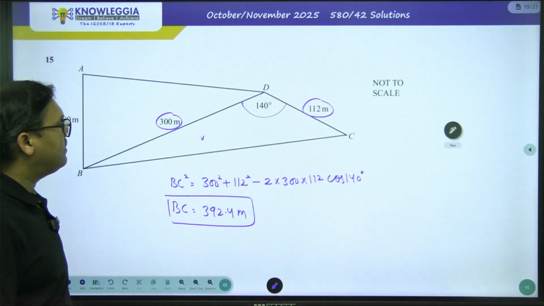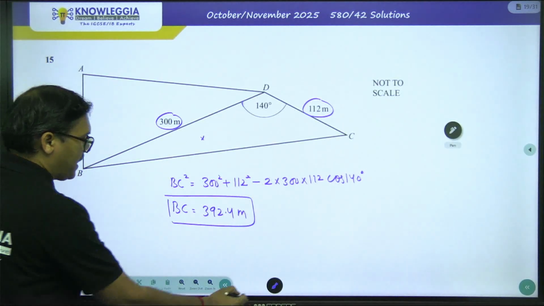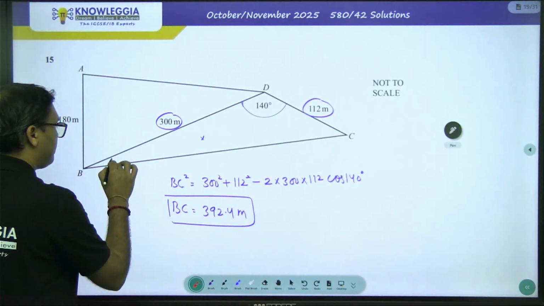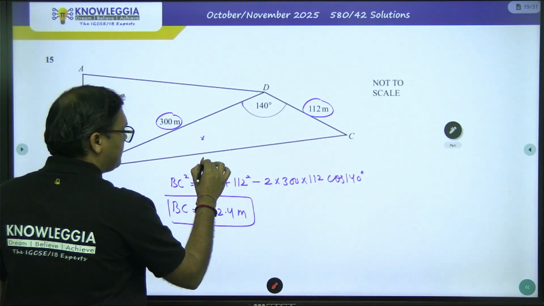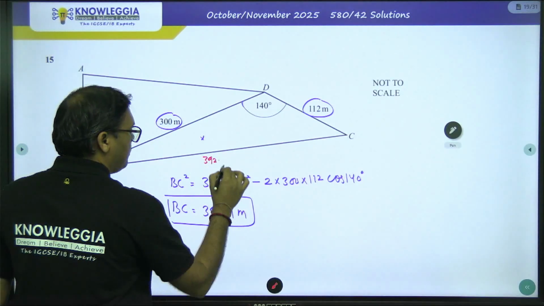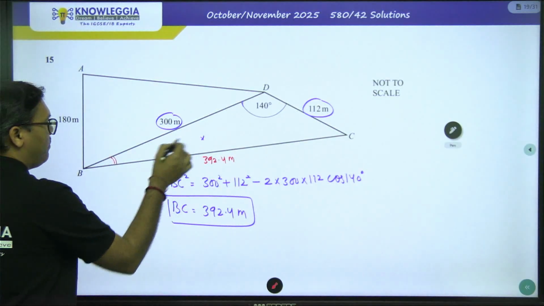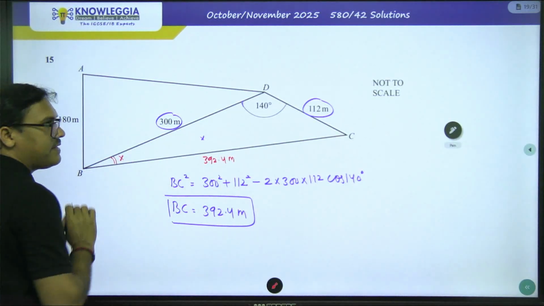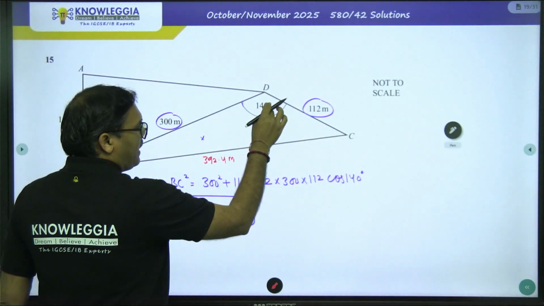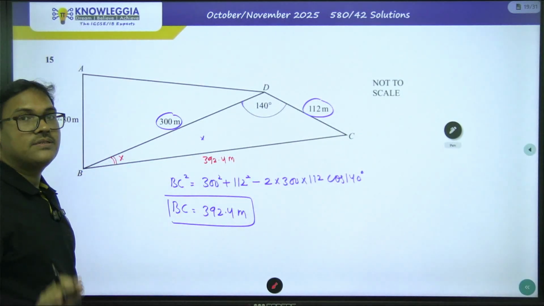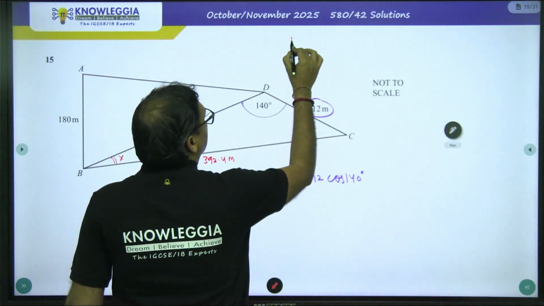Now the next part is calculate the angle DBC. Now you have to calculate this angle. How will you calculate it? We have already got that this side is 392.4 meters. Now for finding this angle, let's say this angle is x. We know the opposite side. We know the angle and the side opposite it. We can apply the sine rule. So if I apply the sine rule in this triangle, I have solved this here.